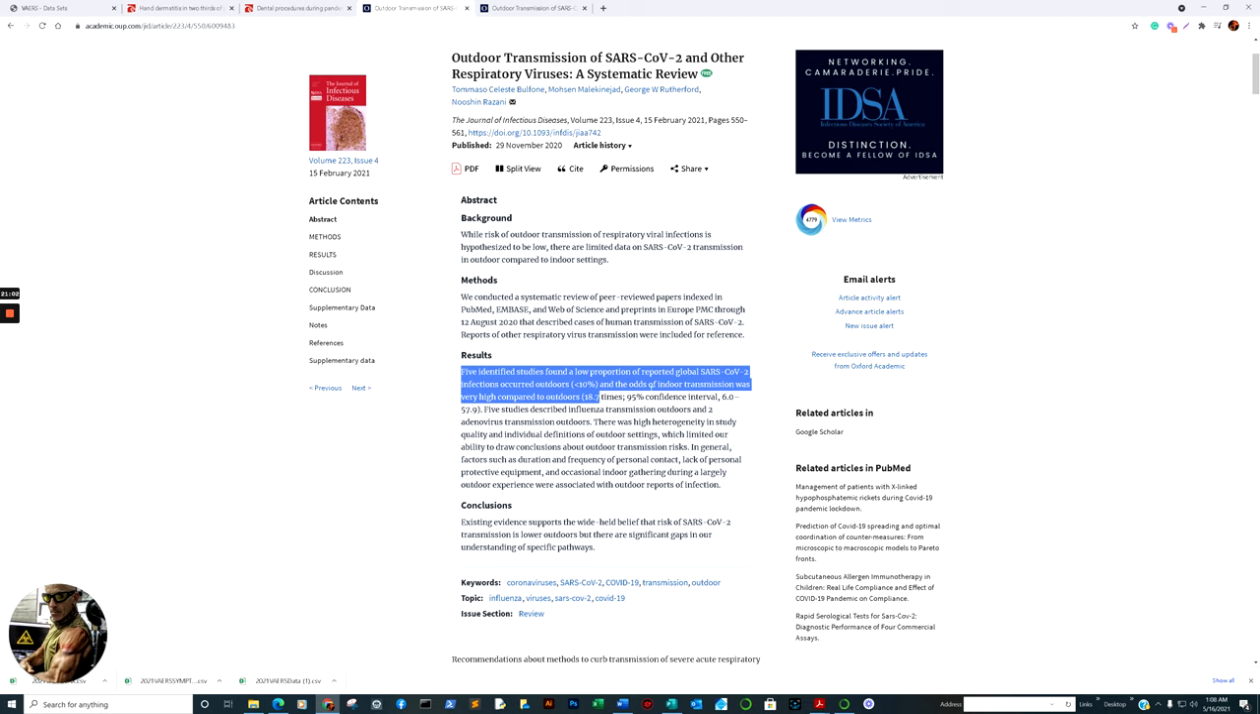Five identified studies have a low proportion of global SARS infections occurred outdoors. They didn't have a lot of studies. So they said, you know, less than 10%. Of course, they used the word 10%, they rounded up. And the odds of the indoor transmission was very high compared to outdoors, blah, blah, blah.